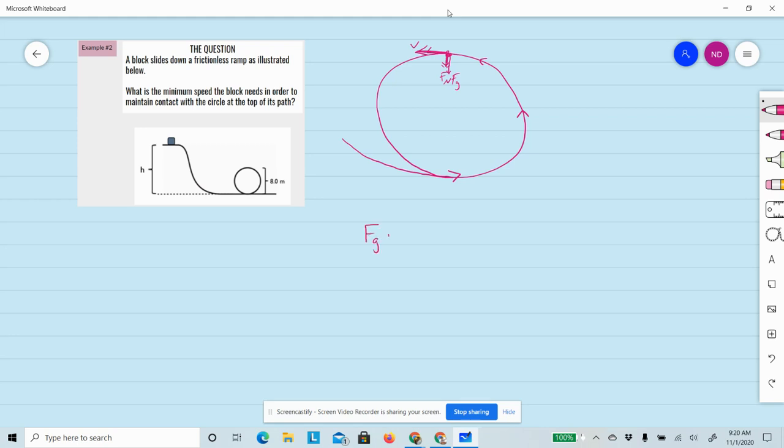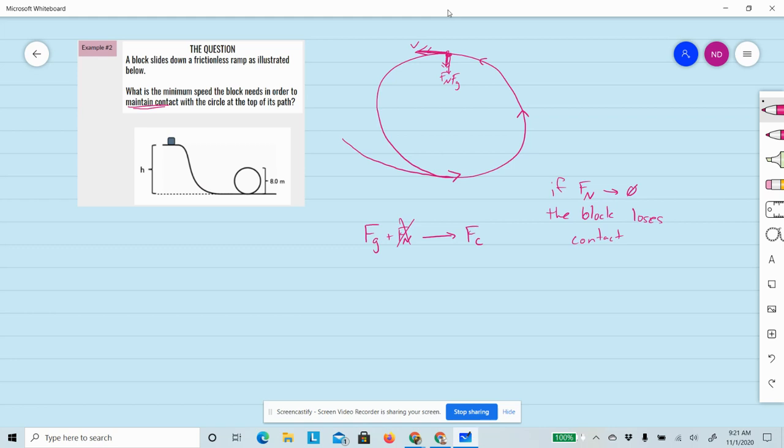Those two forces, the gravitational force down and the normal force, become the centripetal force. And the idea is it has to maintain contact. So if it loses contact, it will lose the normal force. If Fn becomes 0, the block loses contact. So we need to have a speed so it doesn't drop.